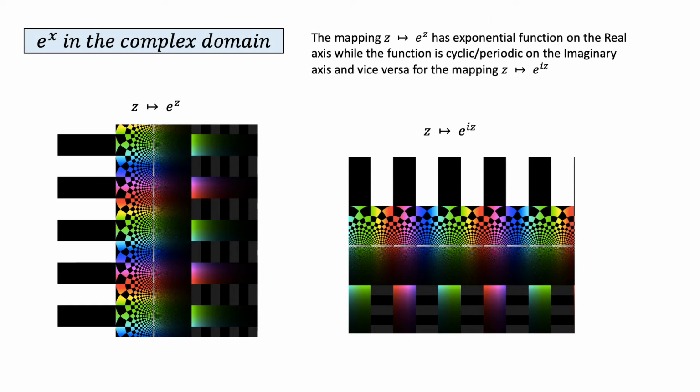The complex domain brings a cyclic nature to the exponential curve on one of the axes. The exponential function is cyclic, periodic on the imaginary axis.